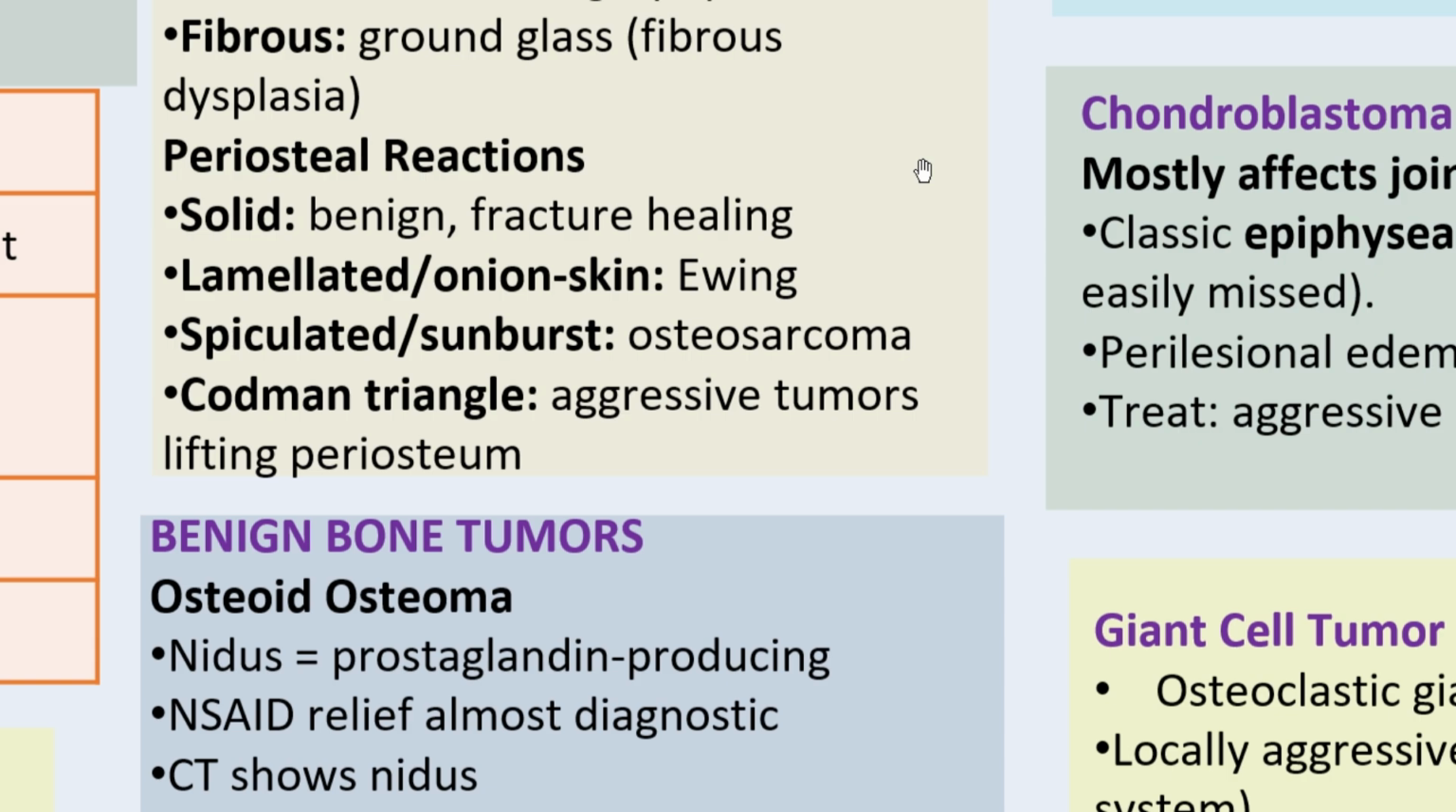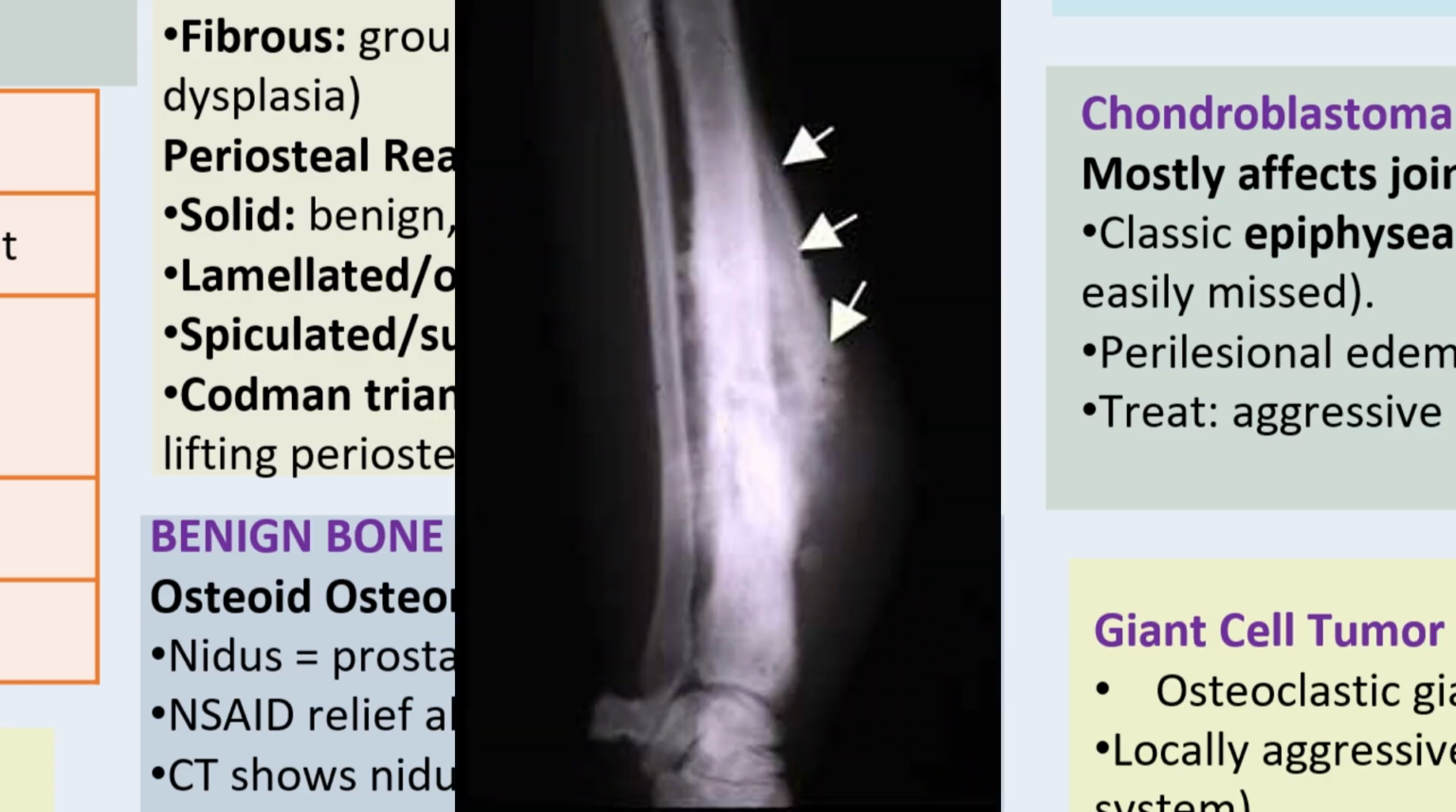Then we have the Codman triangle, and this is in aggressive tumors that lift the periosteum off the bone. So when these things lift the periosteum off, there isn't time yet, because it's aggressive, or it is within a short period of time. We have just a little osteoid forming along the lifted periosteum, and then we have a Codman triangle, a kind of triangle developing between the bone, the periosteum, and where the tumor lifted it up.